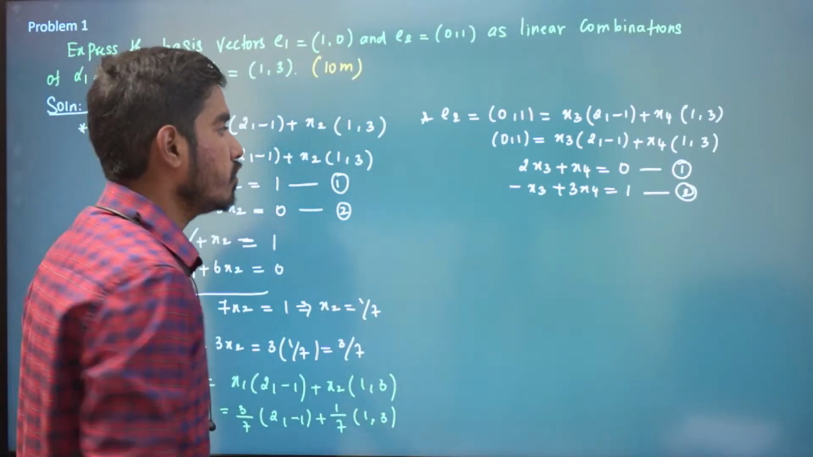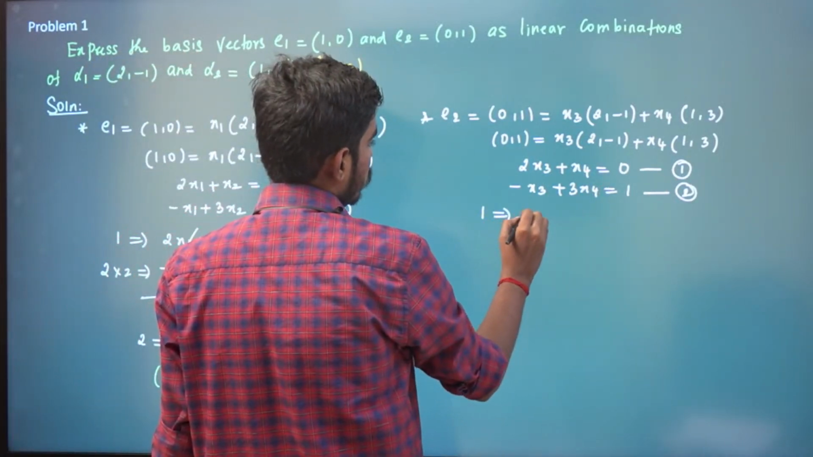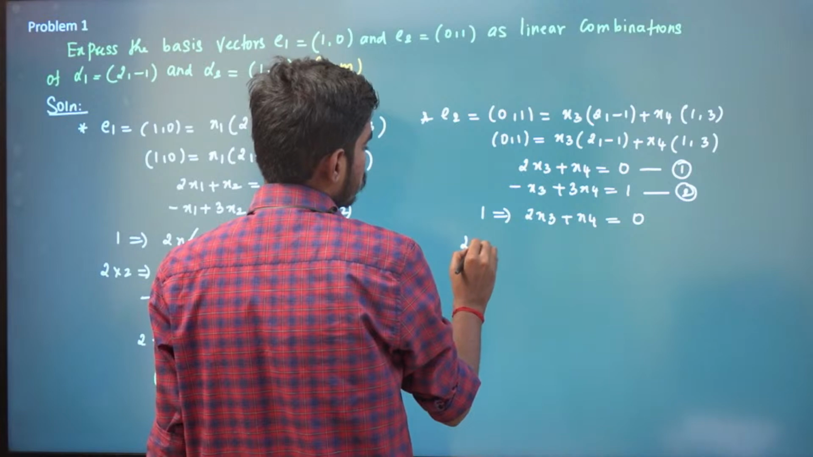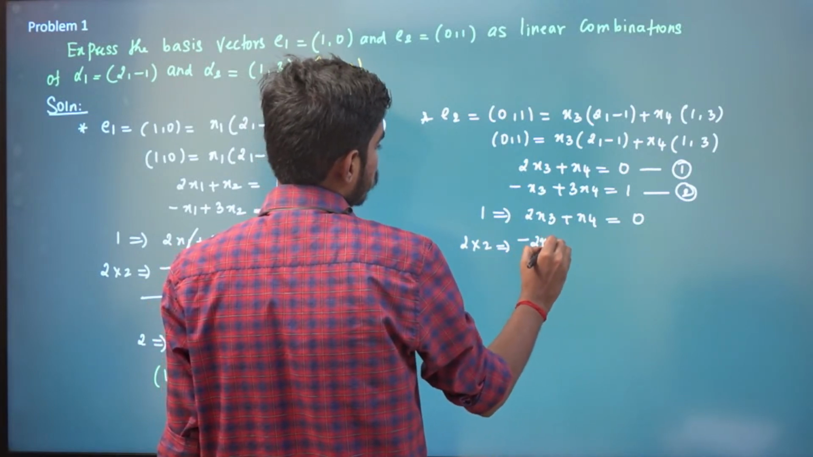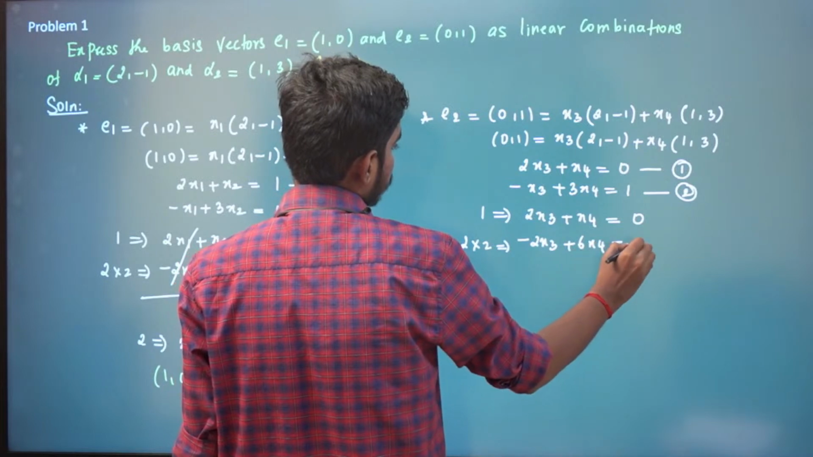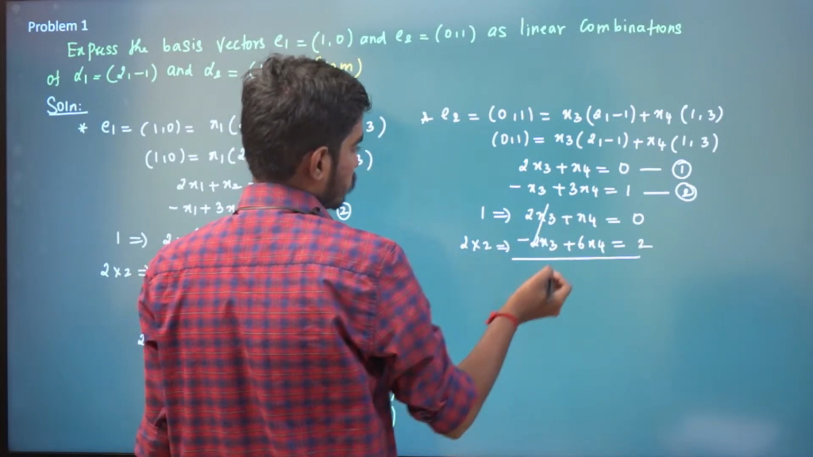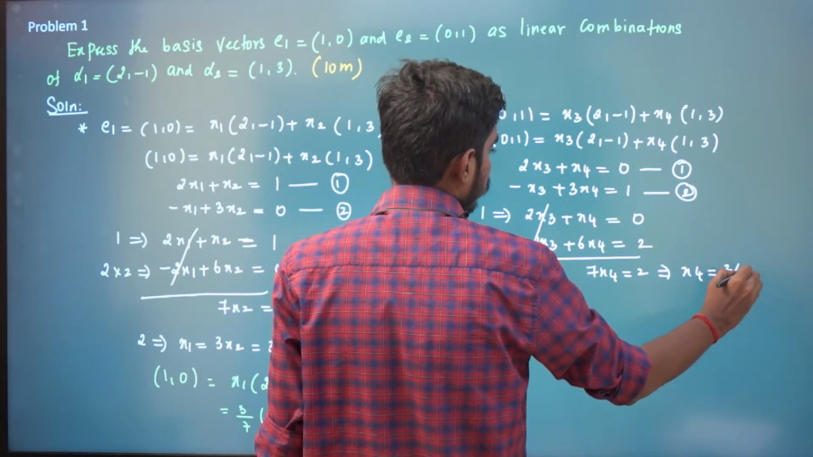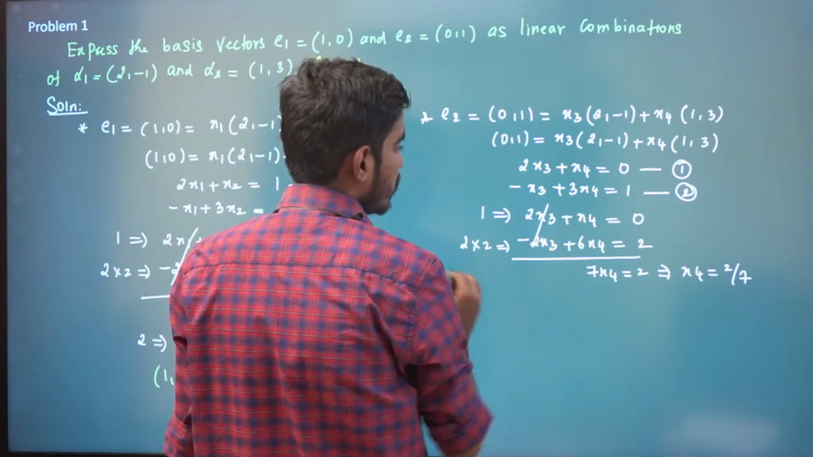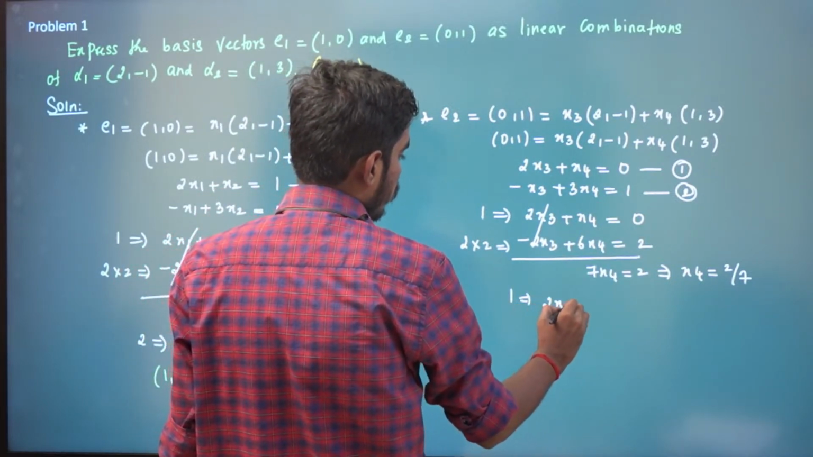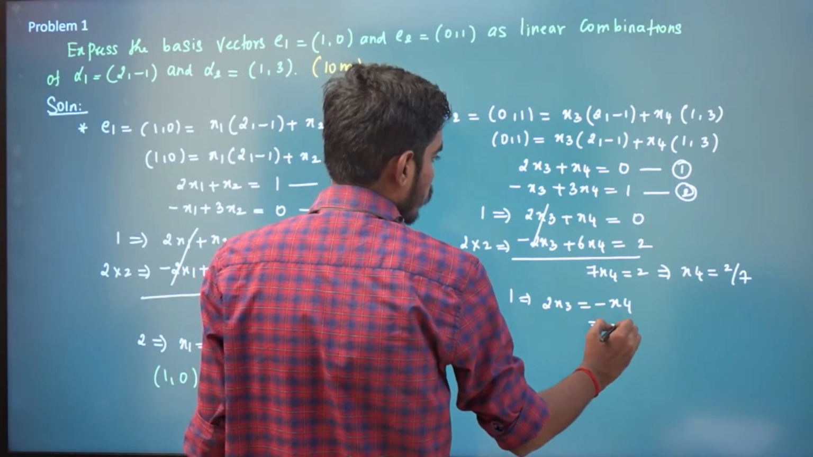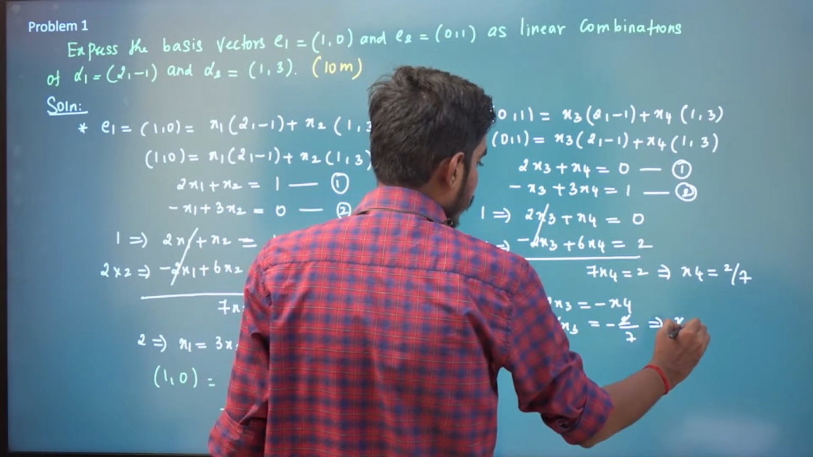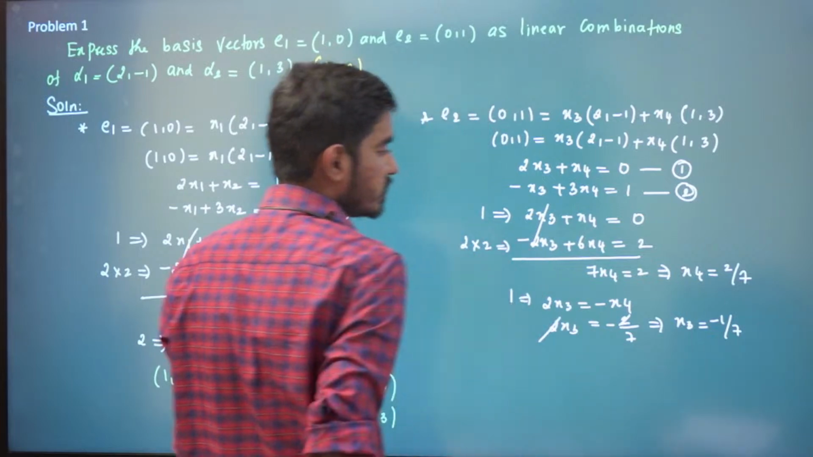Now solve for 1 and 2. Multiply equation 2 by 2. We have 2x3 plus x4 is equal to 0, and minus 2x3 plus 6x4 is equal to 2. Add these, and we have 7x4 is equal to 2. This implies x4 is equal to 2 by 7. If x4 is 2 by 7, then from equation 1, 2x3 is minus x4, so minus 2 by 7. The 2 will get cancelled, so we have x3 equal to minus 1 by 7.